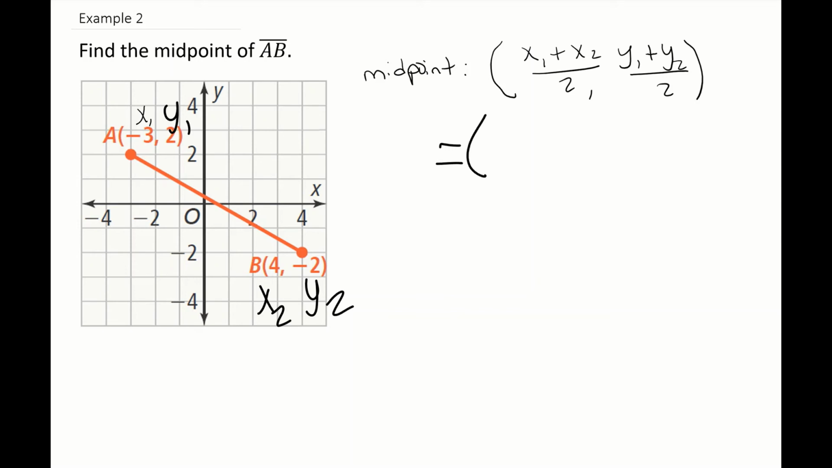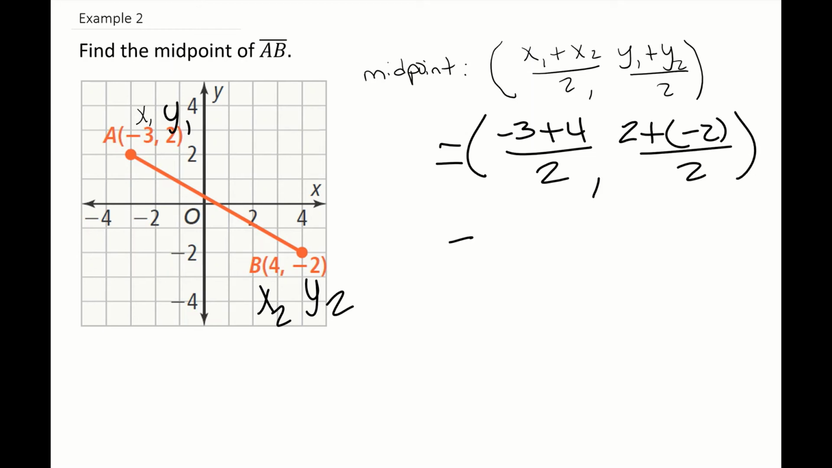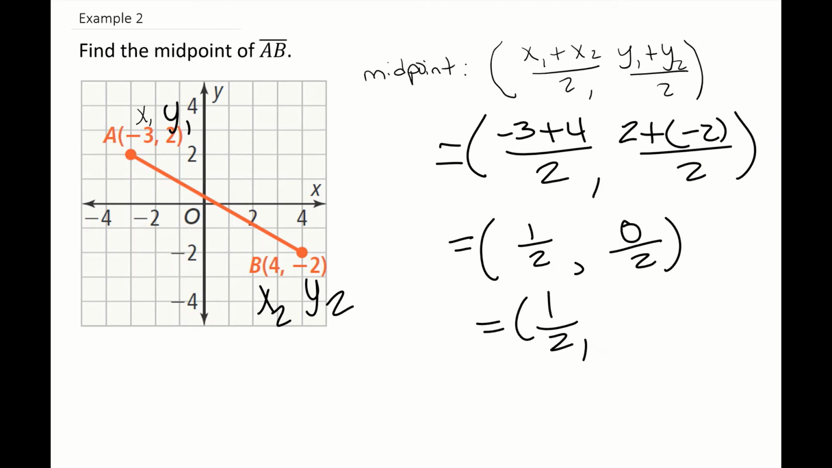So this is equal to, and so we have X1, so -3, plus X2 is 4 now. Divide that by 2. This is a very straightforward formula. All you gotta do is plug in the numbers. So we got 2 plus -2 divided by 2. And so -3 plus 4 is 1. So we really just have 1/2 here. And then 2 plus -2 is 0. So we got 0 divided by 2. But 0 divided by 2 is just 0, right? So this is going to be 1/2 and 0. All right, and that's my midpoint.